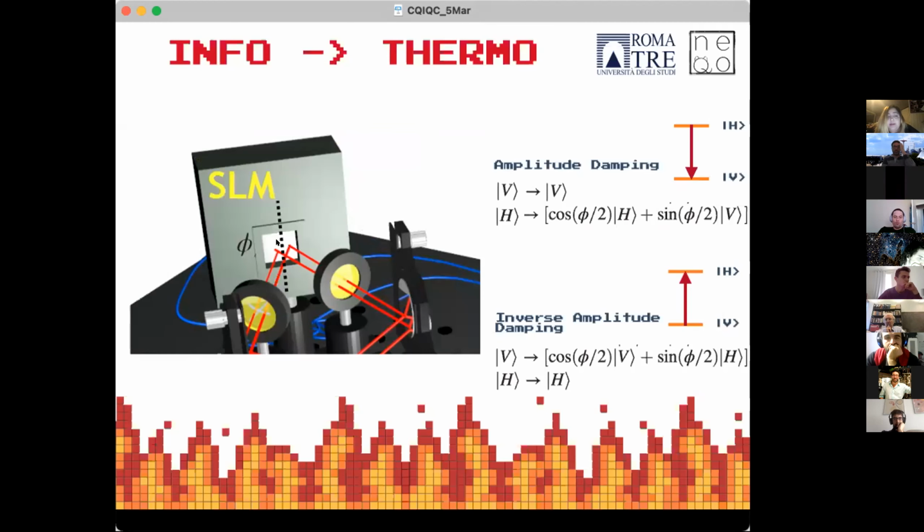And we applied a mask on this modulator to have a phase phi, one time on one side to simulate the amplitude damping, so that it would only affect the arm of the interferometer where we had the H component, or on the other side to affect only the V component of our system, of our probe.